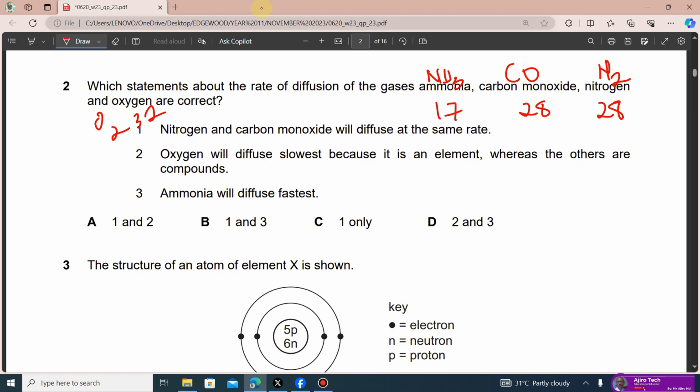Now nitrogen and carbon monoxide will diffuse at the same rates. That's true because they have the same mass, so they should diffuse at the same rates. Now oxygen will diffuse slowest because it's an element, whereas the others are compounds. No, that is not correct. Okay, so this is off. And then ammonia will diffuse fastest. That is correct because it has the smallest mass. So any option involving 2 is wrong. So 2 is wrong, and then we are left with B because that's the most correct answer there.